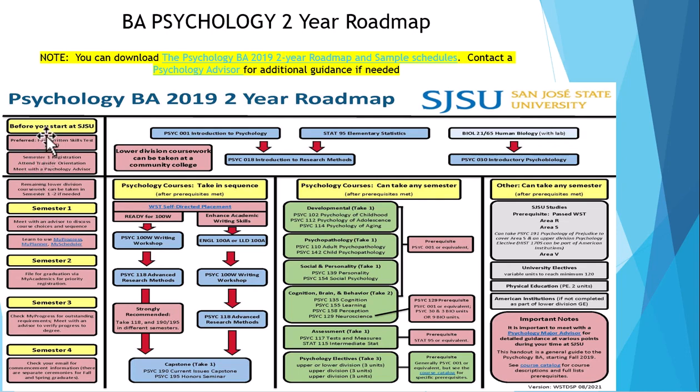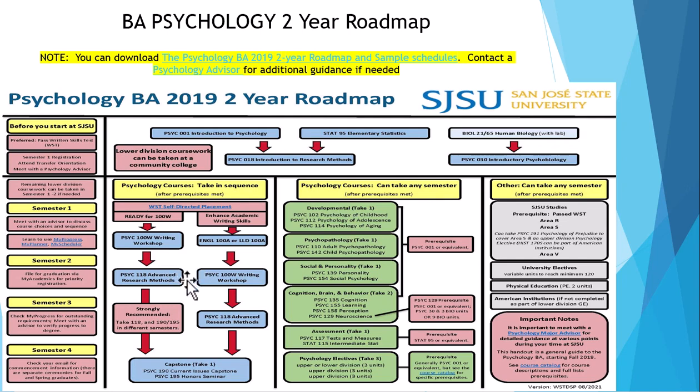Now, just quickly, on the left-hand side is a timeline that gives you guidance about what you should be doing in each of the semesters in your junior and senior years. Here at the top, we have the lower division major requirements. In this area here, we have the upper division psychology courses that are required for all psych majors.